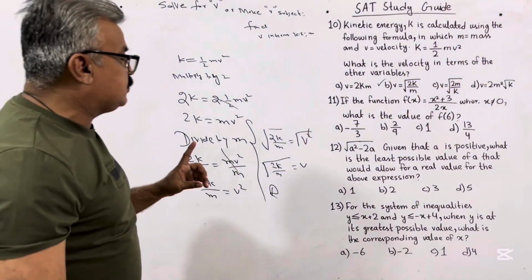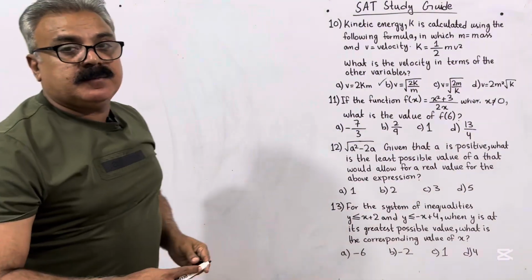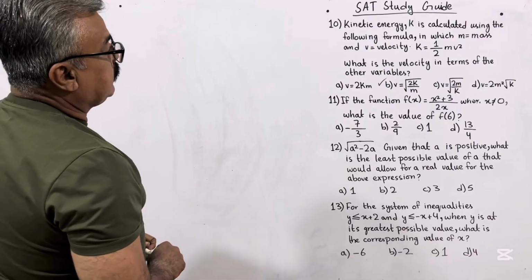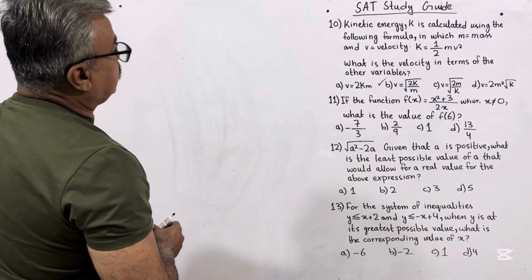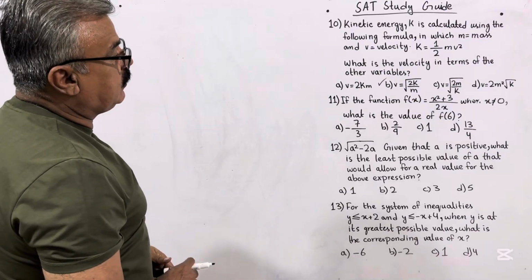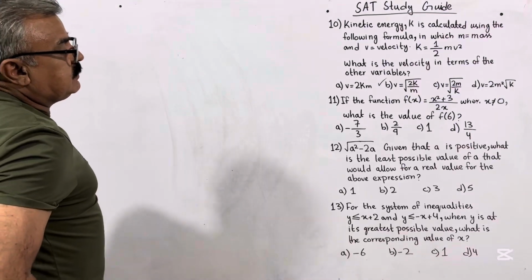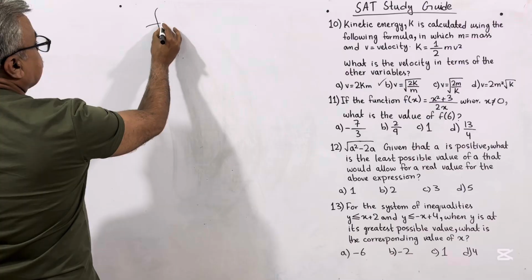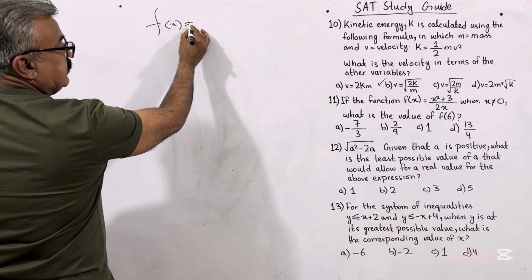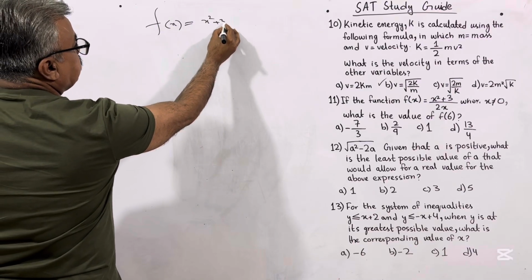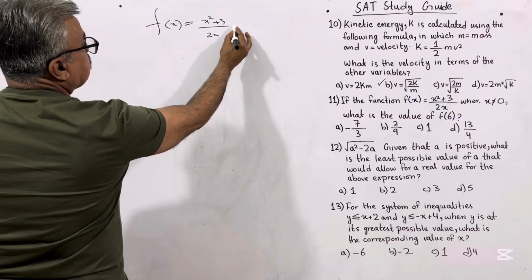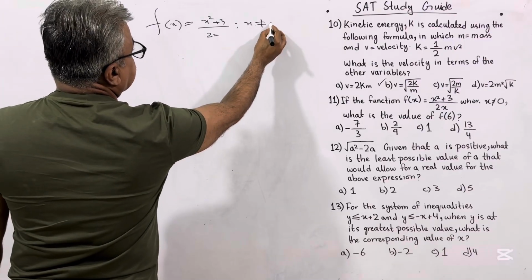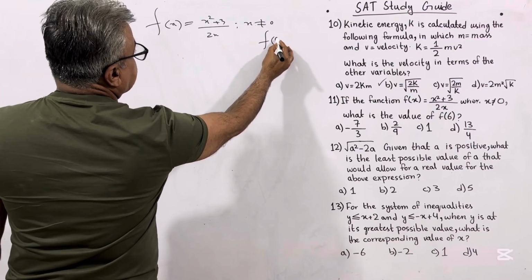Moving towards the next question, we have given: if the function f of x is equal to x square plus 3 over 2x, where x does not equal 0, what is the value of f of 6? We are asked to find f of 6.